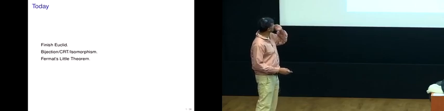Okay, let's go. So we're going to finish Euclid today. We're going to finish off Euclid. We had a lot of EUs, right? The Eulers and Euclid. We're going to do some bijection, CRT, and isomorphism. We're going to talk about these concepts again. And we're going to do Fermat's little theorem.